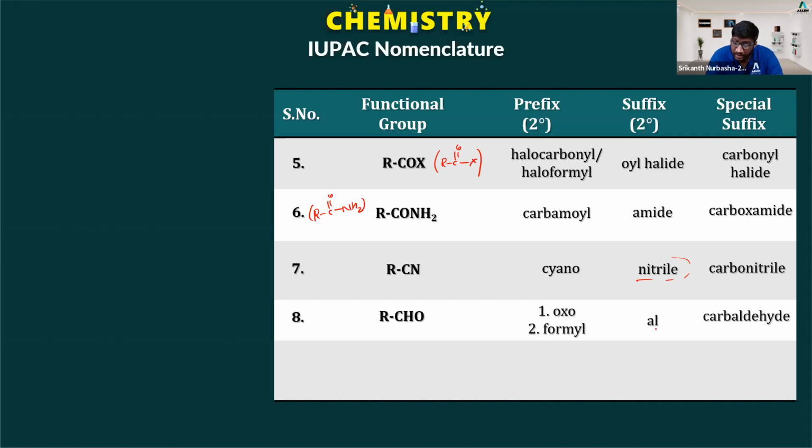RCHO, suffix is al, like it is an aldehyde group, and you have the prefixes oxo or formyl. When oxo is used and when formyl is used, we are going to look at based on examples. Special suffix is carbaldehyde. Whenever we have R, C double bond O, R dash, like both sides have alkyl groups connected, the suffix is said to be one, and the prefix is said to be oxo or keto, and there is no special suffix in this case. Such molecules will not have special suffixes.